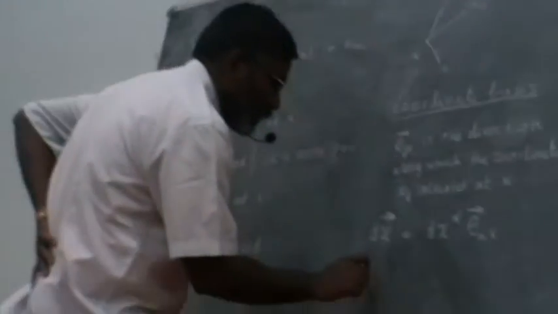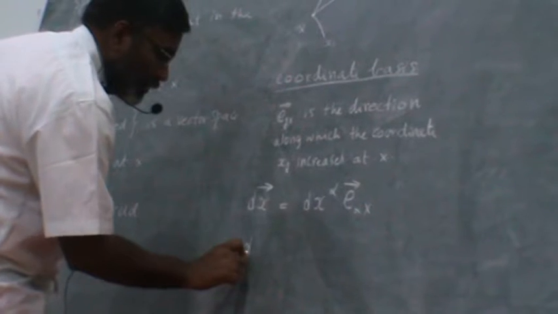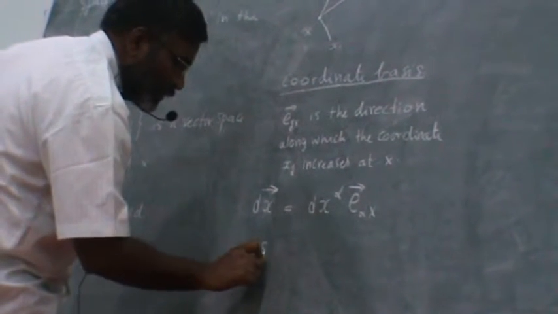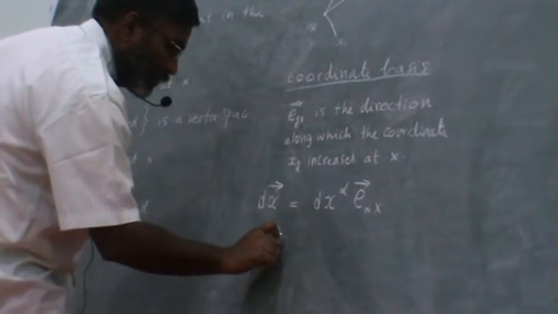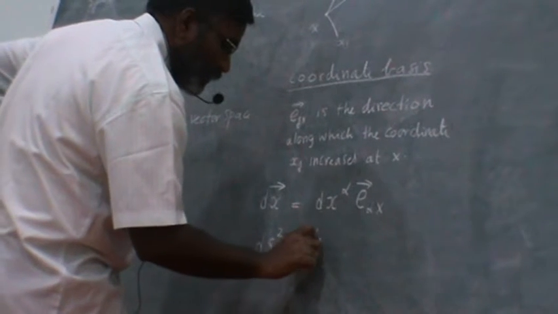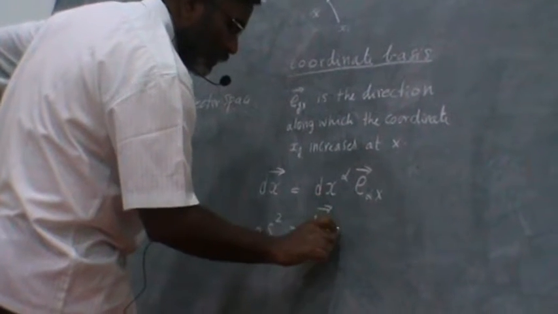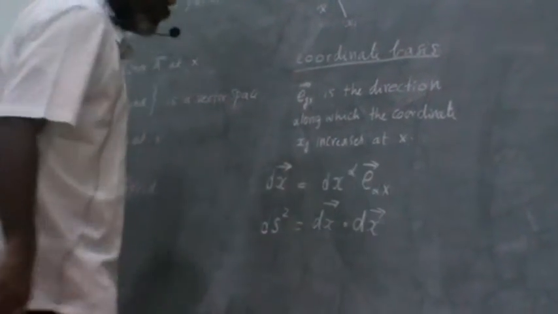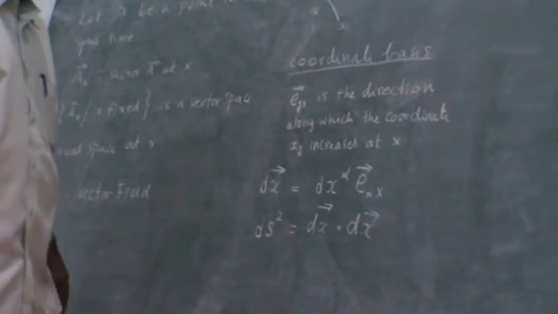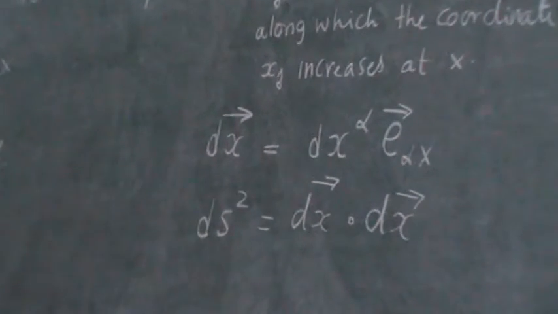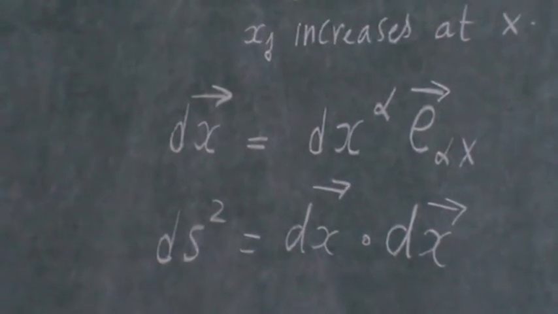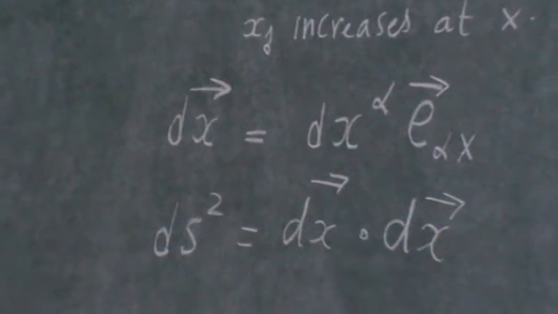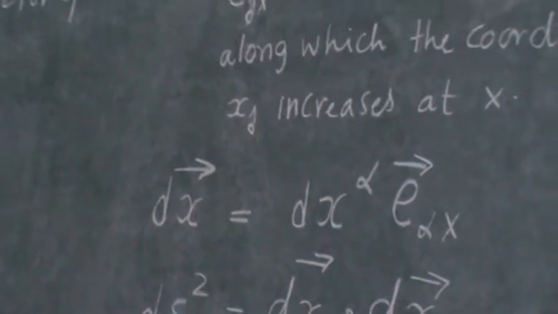So let me first tell you that you can define what is called the displacement vector. Then you can define ds squared as dx dot dx, which is simply dx1 squared plus dx2 squared plus dx3 squared.